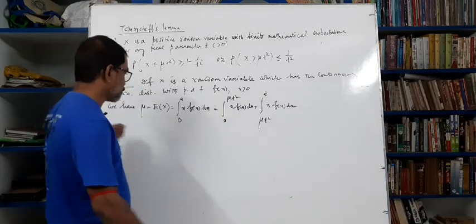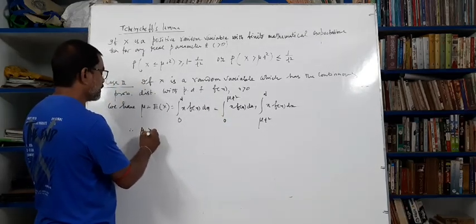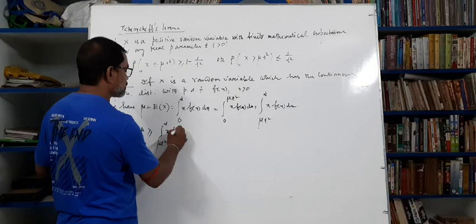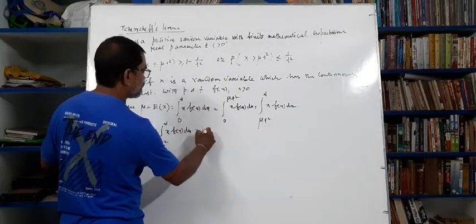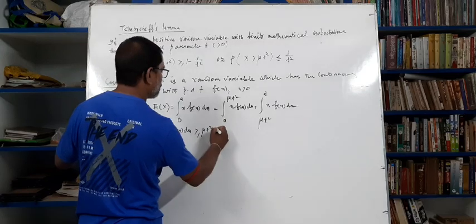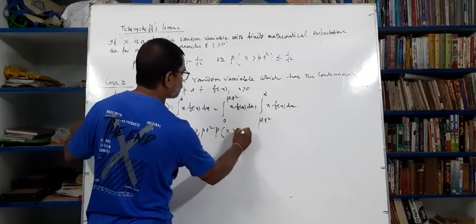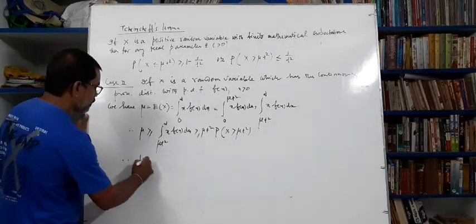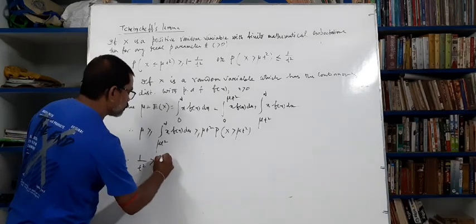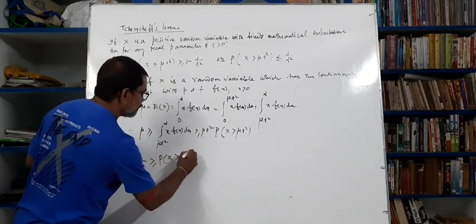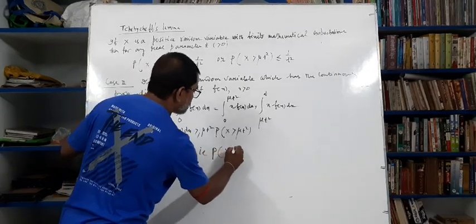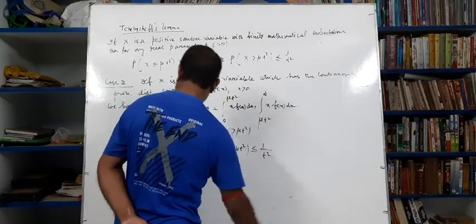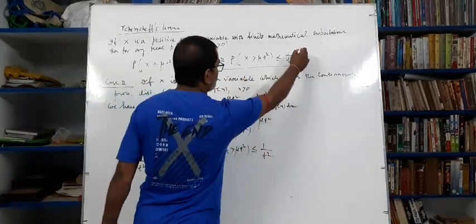As this part is greater than 0, so we write mu greater than or equal to the integration from mu t square to infinity of x f(x) dx, that is greater than or equal to mu t square into probability of x greater than mu t square. If we cancel the term mu from both sides, we write 1 by t square greater than or equal to probability of x greater than mu t square. That is, probability of x greater than mu t square is less than or equal to 1 by t square. So we have proved this.